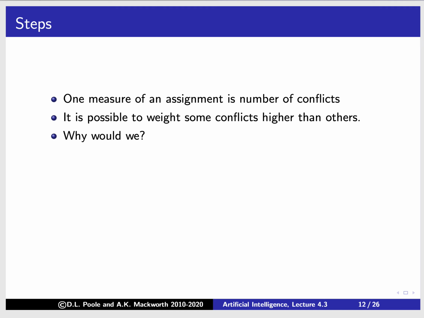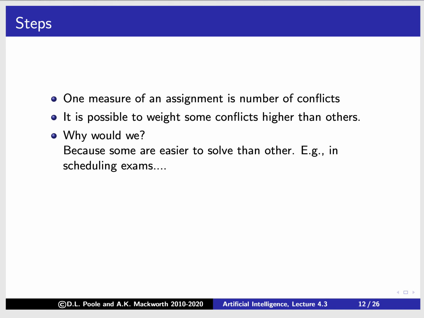So one measure of an assignment is the number of conflicts, but often we want to weight some conflicts higher than others. Why would we do that? Well, some are easier to solve. In scheduling exams, maybe some things are more important than others, or harder to move. It's very hard to move a very big exam. So maybe we should try to assign those first and give those higher weight. Or maybe there are lots of other things where we want to make it harder to move some of them.